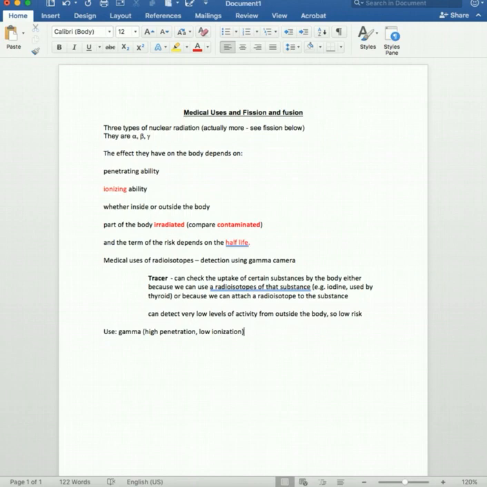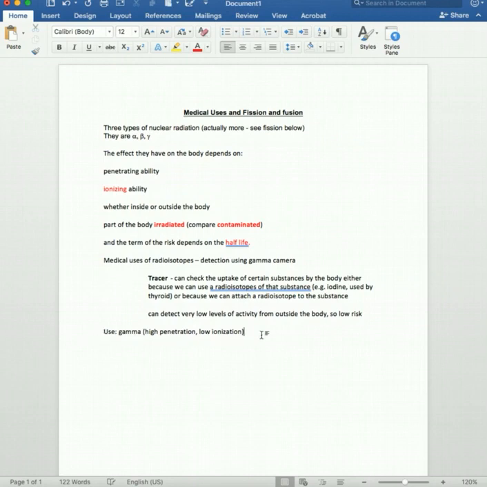It has a high penetration ability, but also because it is weakly ionizing. So as it passes through the body, it does less damage than beta would do, and a lot less damage than alpha would do. So that's why we use gamma, and you need to be able to say that. So do make sure that you are taking notes as you go through this. So that's our first decision made. For any tracer, we're going to use a gamma source.